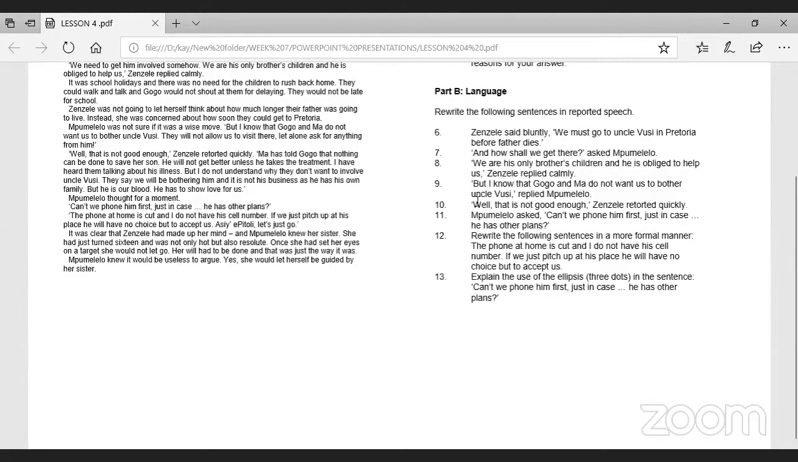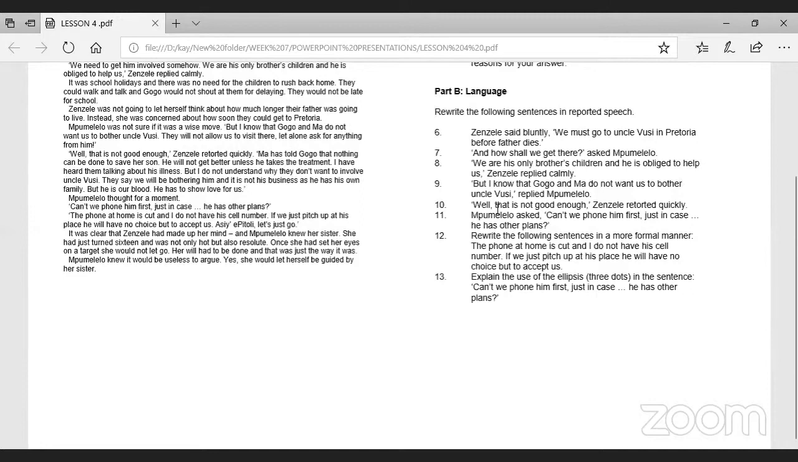Okay, let's do number 9. For number 9, you're going to say, Mpumelelo replied that she knew that Gogo and Ma did not want them to bother Uncle Vusi. Okay, so we moved from saying, but I know Gogo and Ma do not want us to bother Uncle Vusi, replied Mpumelelo, to saying Mpumelelo replied that she knew that Gogo and Ma did not want them to bother Uncle Vusi.